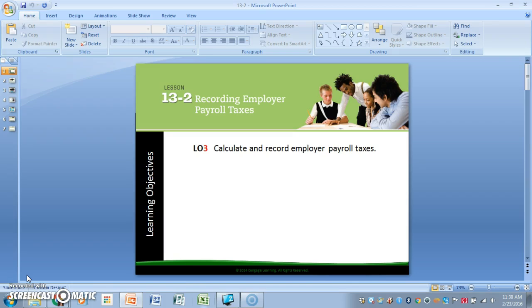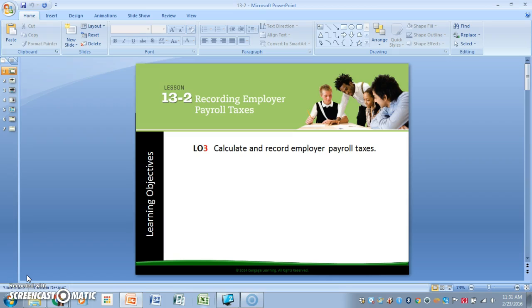In the first lesson, we were recording the payroll. In the second lesson here, we're going to be focusing on recording the employer payroll taxes. So the objective of this lesson is to calculate and then record employer payroll taxes.